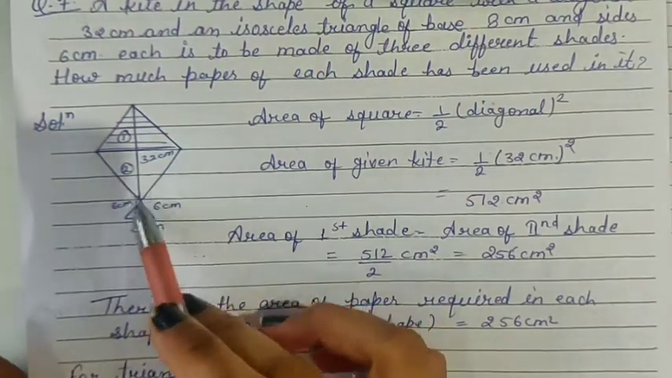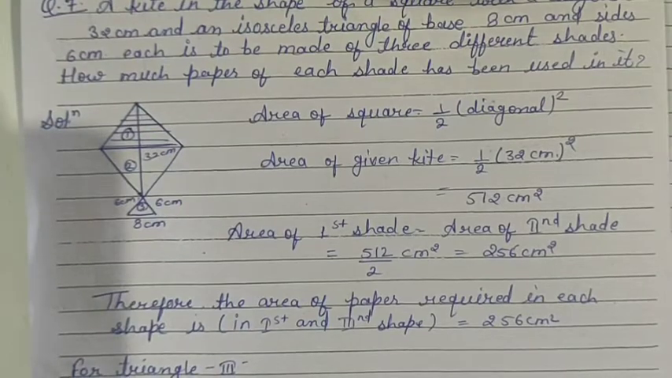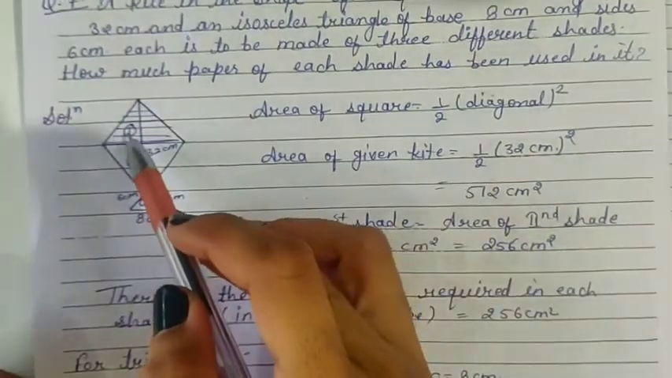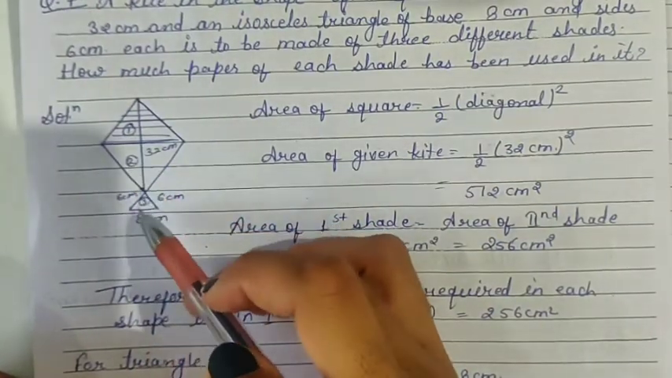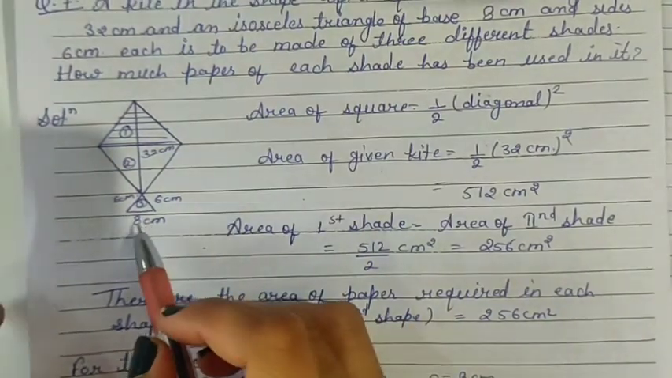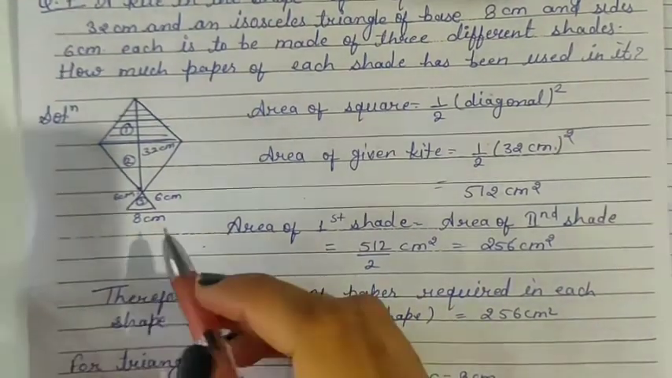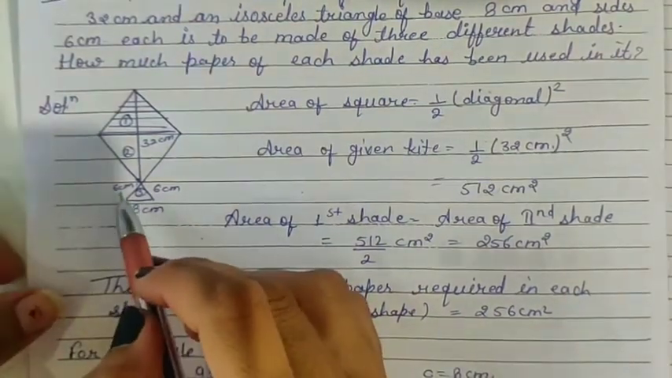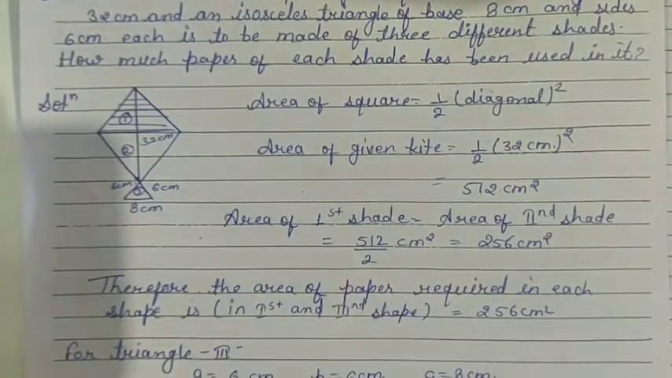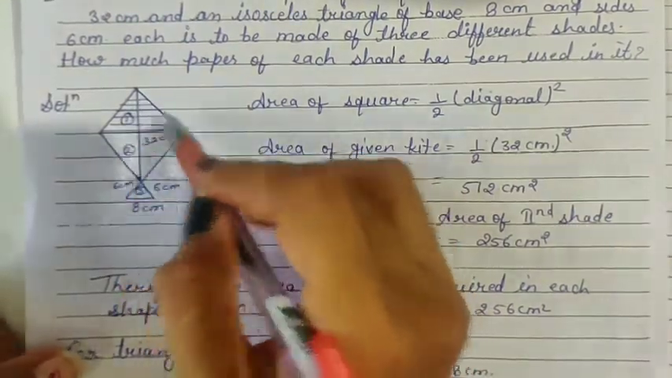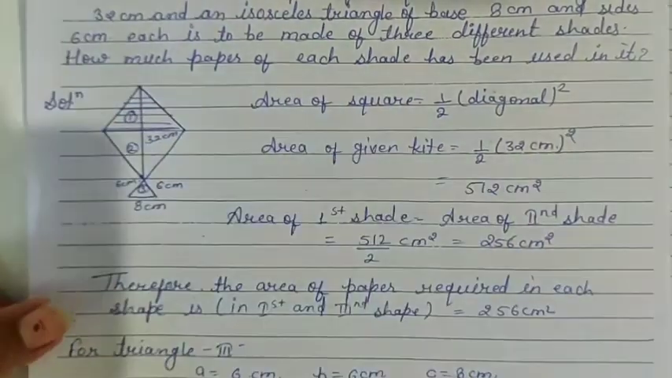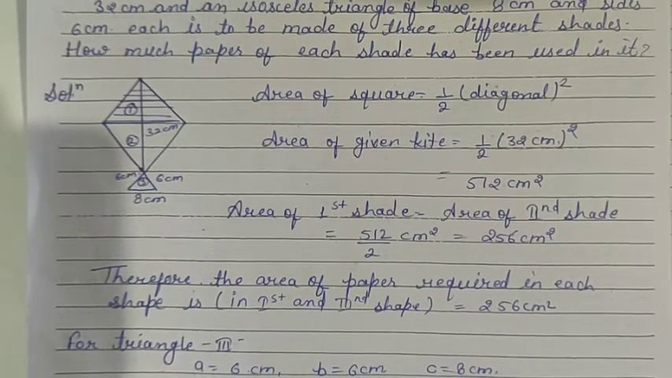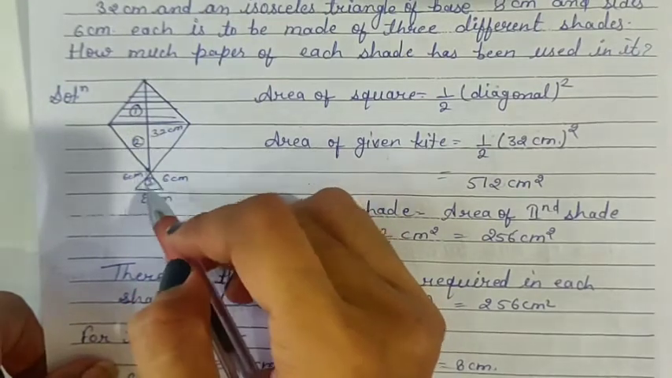Friends, this is a kite. This figure is given in the question, and you have to find the area of each shape. We have to find the area of the first shape, second shape and third shape. It is given that the third shape is an isosceles triangle whose base is 8 centimeter and each equal side is 6 centimeter. So this is 8 centimeter and this is 6 centimeter. This is also 6 centimeter, and this is a square and these are the diagonals of this square, and it is given that the diagonal is equal to 32 centimeter, and we have to find the area of the first, second and third shapes.